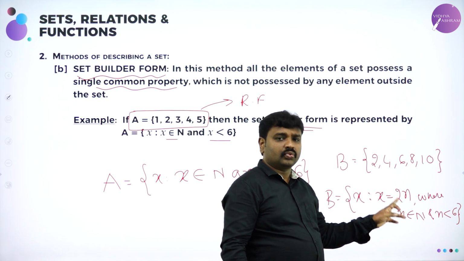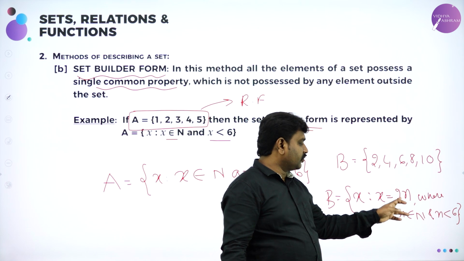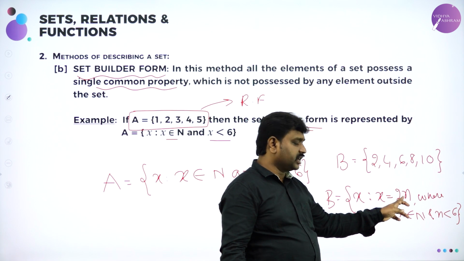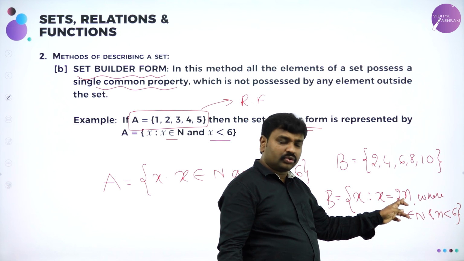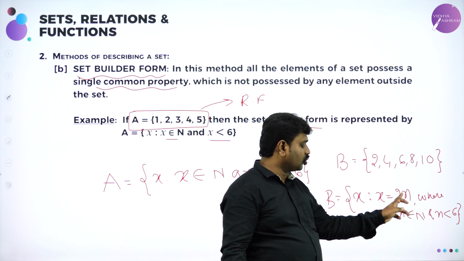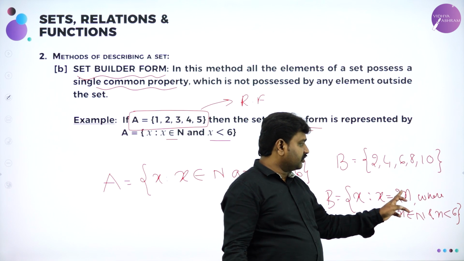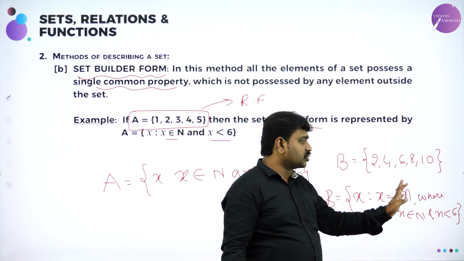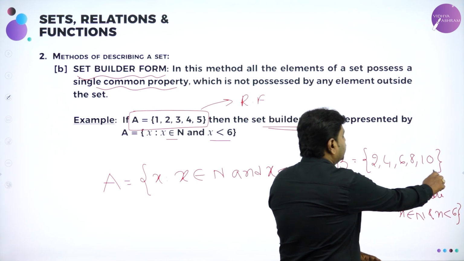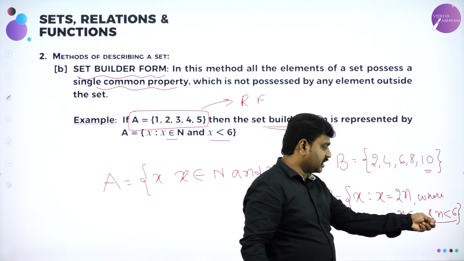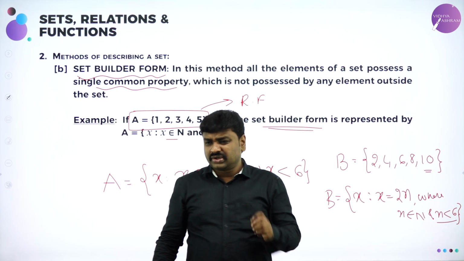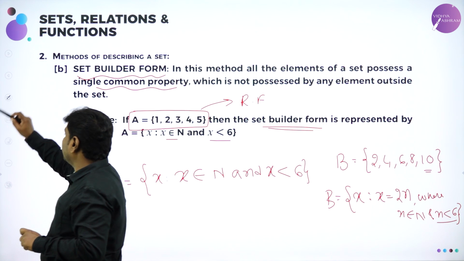In the place of N, put natural numbers. What are the natural numbers? 1, 2, 3, 4, 5, 6, and so on. If I put N is equal to 1, 2 ones are 2. If I put N is equal to 2, 2 twos are 4. If I put N is equal to 3, 2 threes are 6. If I put N is equal to 4, I'll get 8. N is equal to 5, I'll get 10. N is equal to 6, I should not put, I'll get 12. It ends at 10. I told you N is a natural number and less than 6. Like that, in set builder form, we don't write the elements.